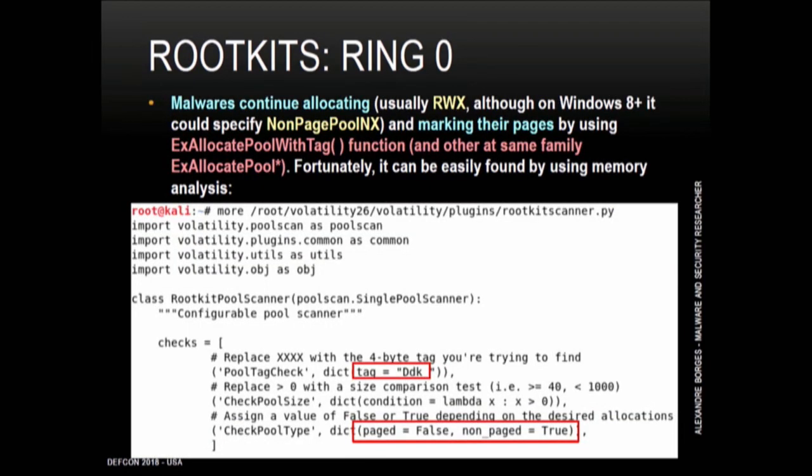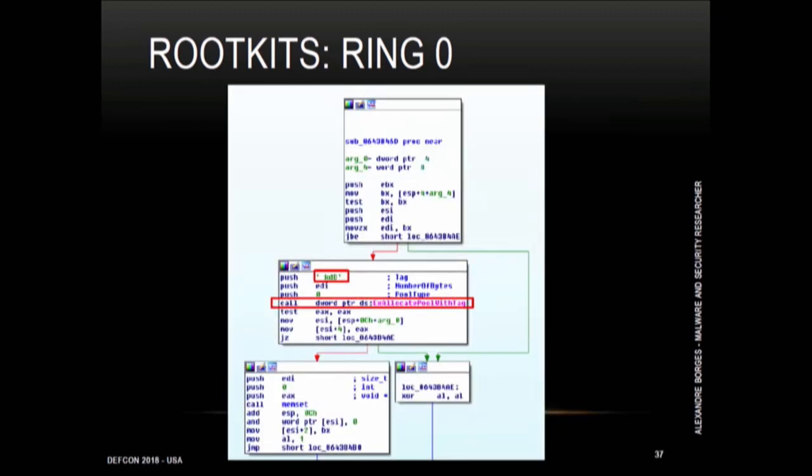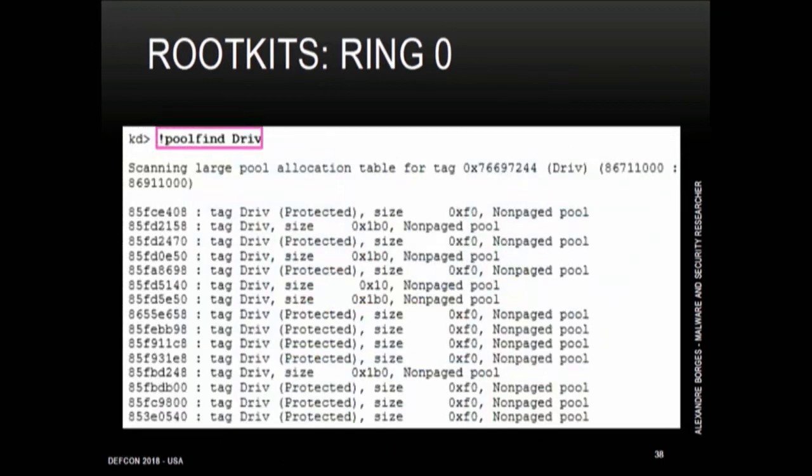Fortunately, most malwares have been using the ExAllocatePoolWithTag function to allocate memory pool, but it's so easy to find them because we have Volatility here. We can find it by using either IDA Pro, as you already know, or by executing a command in WinDbg.